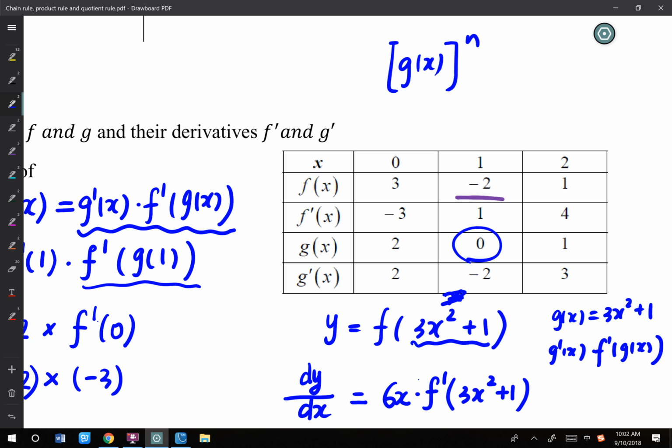You need to have something that looks the same as what is written there. So I have two ways. One way is f of g(x). The other way is g(x) to the power of n. You try to see which one is satisfied, which one looks the same.